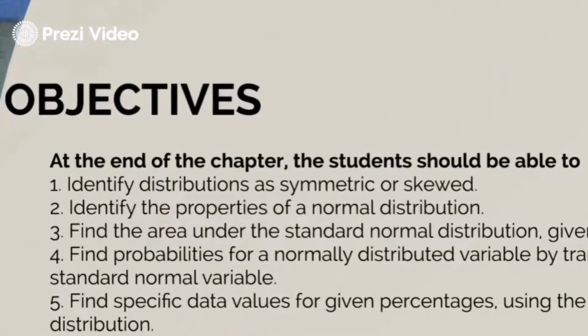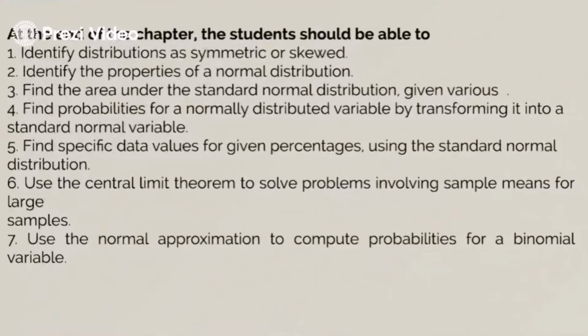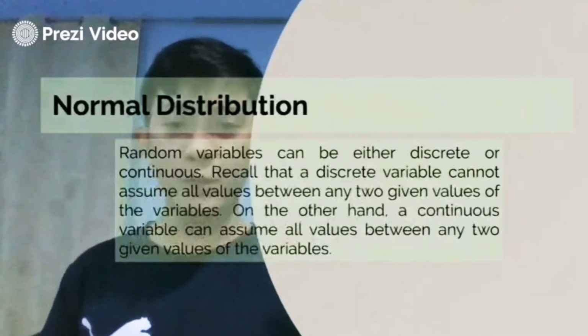First, let us have the objectives of this chapter. At the end of the chapter, the students should be able to identify the distributions as symmetric or skewed, identify the properties of a normal distribution, find the area under the standard normal distribution, find probabilities for a normally distributed variable by transforming it into a standard normal variable, find specific data values for given percentages using the standard normal distribution, use the central limit theorem to solve problems involving sample means for large samples, and lastly, use the normal approximation to compute probabilities for a binomial variable. There we have our objectives for the whole chapter.